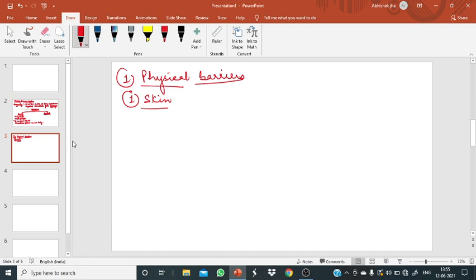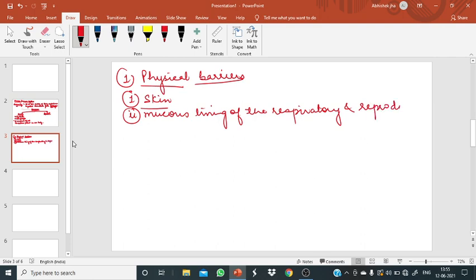Then comes the mucous lining of the reproductive system and respiratory system. Now, these are the systems that open out to the environment, like the respiratory system. In respiration we take air from outside, and the reproductive system is also a sort of opening. So, from these places also pathogens can enter our body.